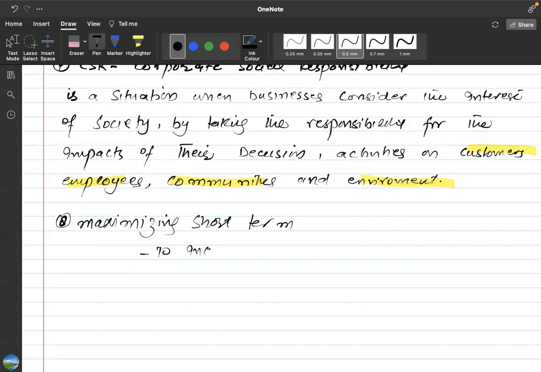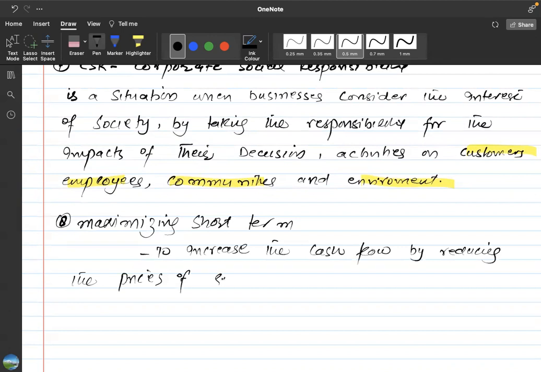to increase the cash flows, for example, by reducing the prices of goods or services the business is offering. This is a short-term objective that cannot be taken in the longer run, and we cannot always offer buy one get one free kind of stuff on our products and services. So these are the objectives of a private sector business.